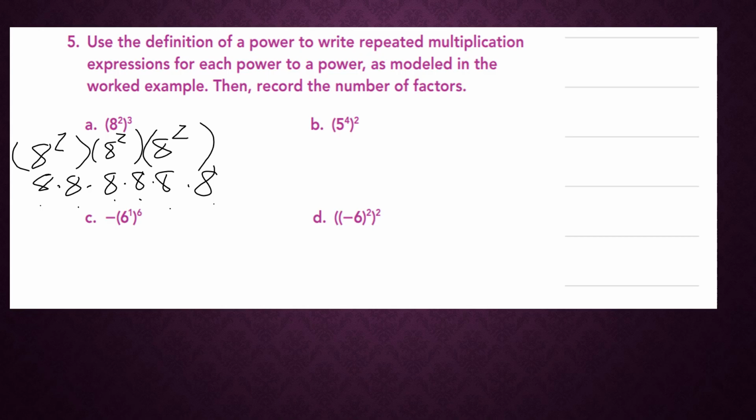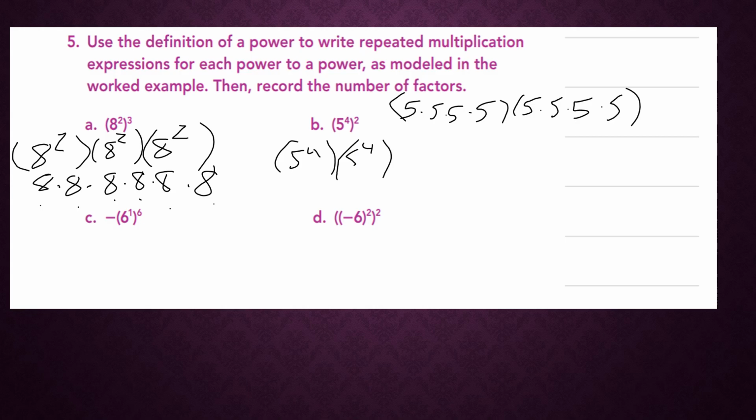5 to the fourth to the second power, so that means we want 5 to the fourth times 5 to the fourth, which will be broken up: 5 times 5 times 5 times 5. So that's for that first one. And then 5 times 5 times 5 times 5. And there are 1, 2, 3, 4, 5, 6, 7, 8 factors. Keep that in mind and take a very close look at those exponents. And I want you to see if you can see a pattern going on here.